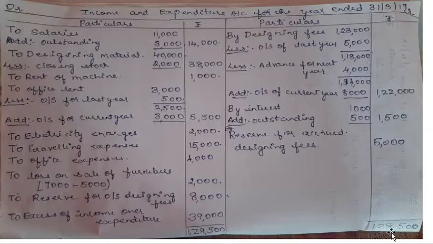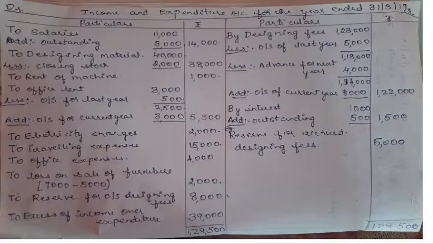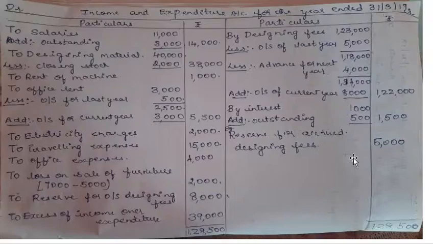39,000. Okay, now we will go for the preparation of the balance sheet. See, I have given a note for this amount, reserve for accrued fees. This is the outstanding designing fees of last year, received during the current year. The reserve for outstanding designing fees created last year, that is in the opening balance sheet, is received, so it is no longer necessary. That is what we have done there. We have written here reserve for designing fees 5,000.